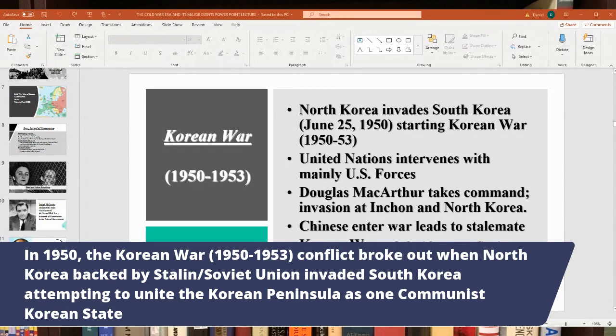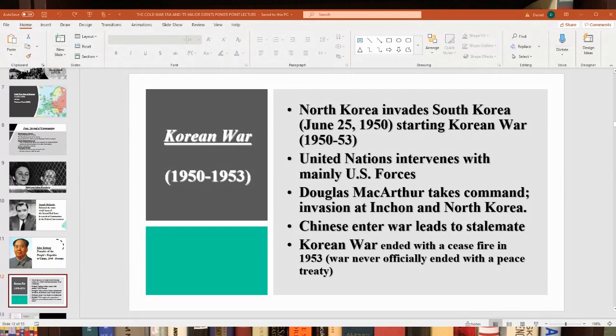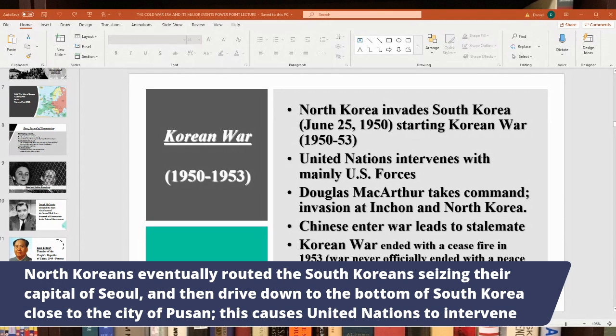They think that Stalin and the Soviet Union egged on North Korea to invade South Korea, because I think the idea was they wanted to take control of the whole peninsula of Korea and form a communist state out of it, just like what North Vietnam wanted with South Vietnam. And anyway, that broke out. The North Koreans, using mostly Soviet military hardware, would eventually overrun South Korea. They took the capital of South Korea, Seoul, and then drove down to the bottom of the peninsula, close to the city of Busan, a South Korean city near the bottom of South Korea.